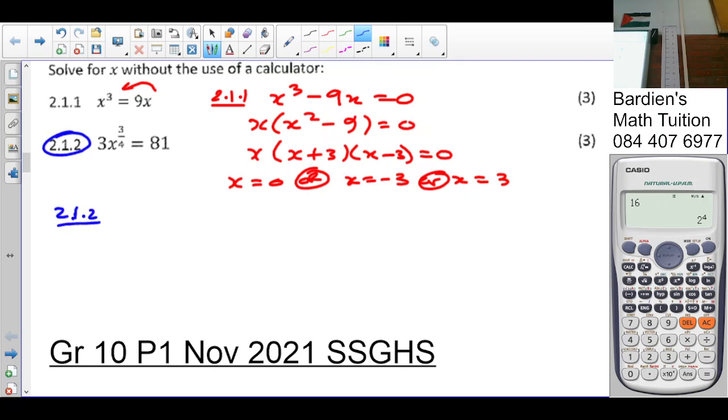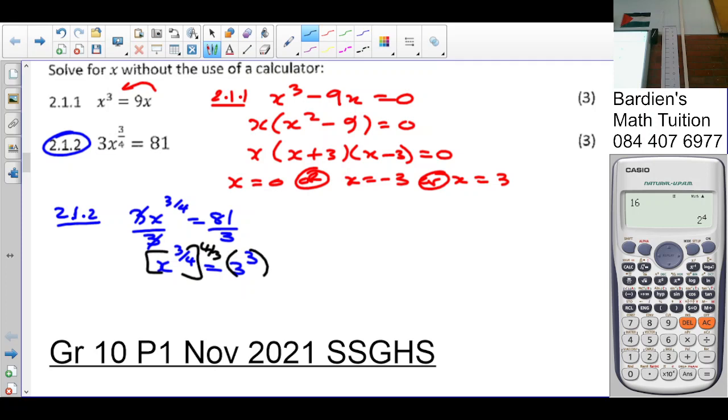The next one, 2.1.2. That will be 3x to the 3 over 4 is equal to 81. So I divide by 3 on both sides. So that's going to give you x to the 3 over 4 is equal to 81 over 3, which is 27, which is 3 cubed. So I raise both sides to its reciprocal exponent there, which now gives us x is equal to 3 to the 4, which is indeed 81. Okay.